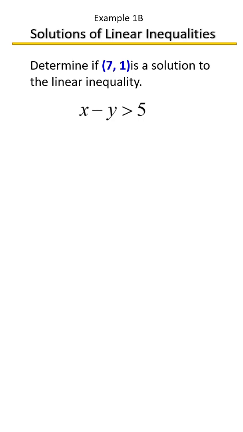So we're going to remove the x and replace it with a 7, remove y and replace it with a 1. When we do so, it's going to look like so. Let's do the math on the left side. 7 take away 1 is 6.